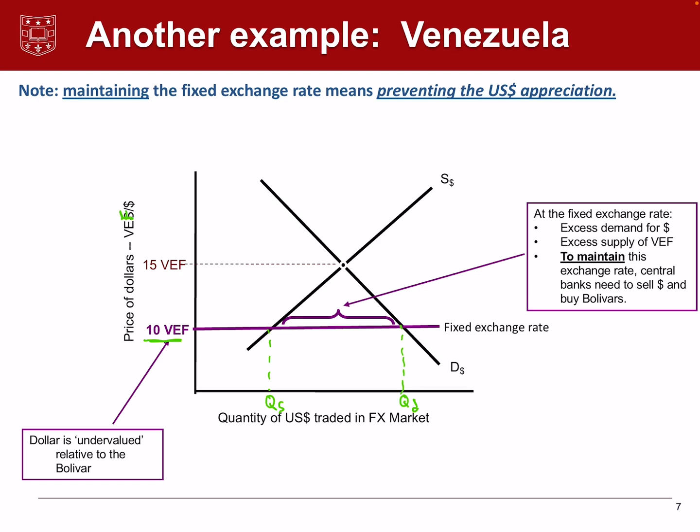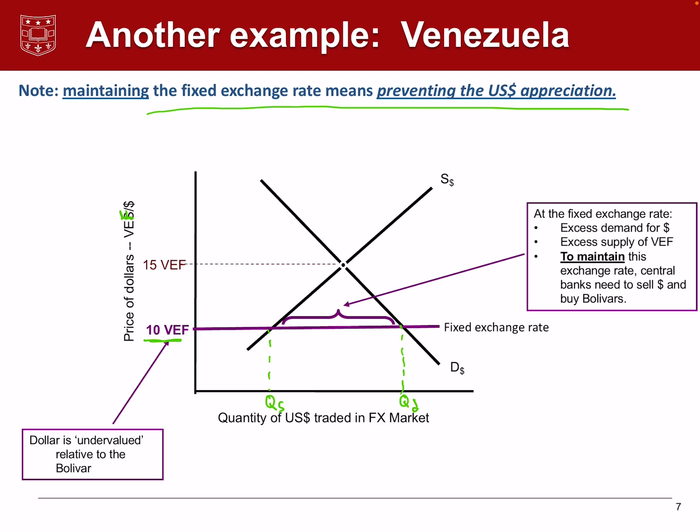And to maintain this fixed exchange rate requires that we prevent the dollar from appreciating relative to the bolivar, and similarly prevent the bolivar from depreciating relative to the dollar. So, what do we have to do?